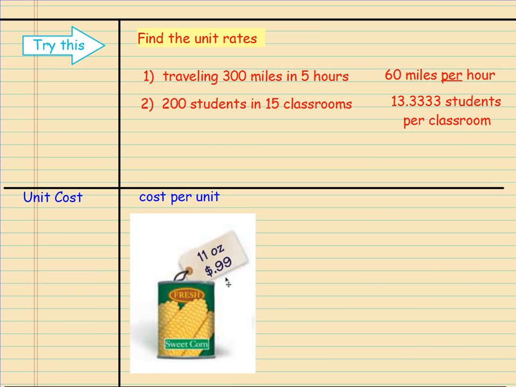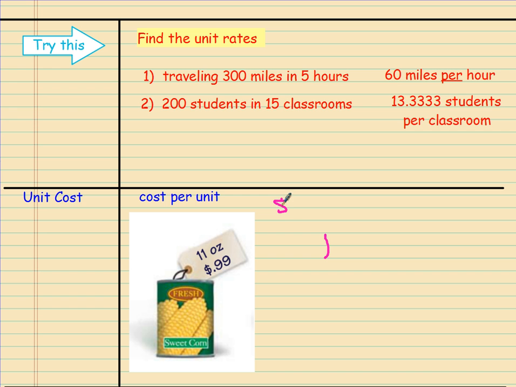Now let's look at this can of corn. This can of corn is 11 ounces and it costs 99 cents. We want to find out the cost per unit. That means per 1 ounce. So we're going to do the same thing. We're going to divide. How much money does 1 ounce cost? So we're going to divide.